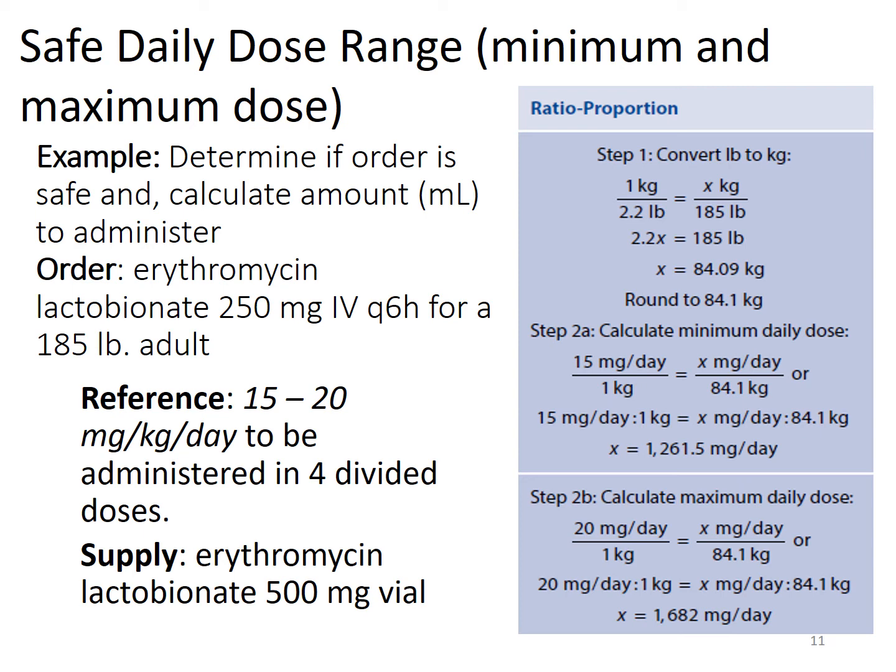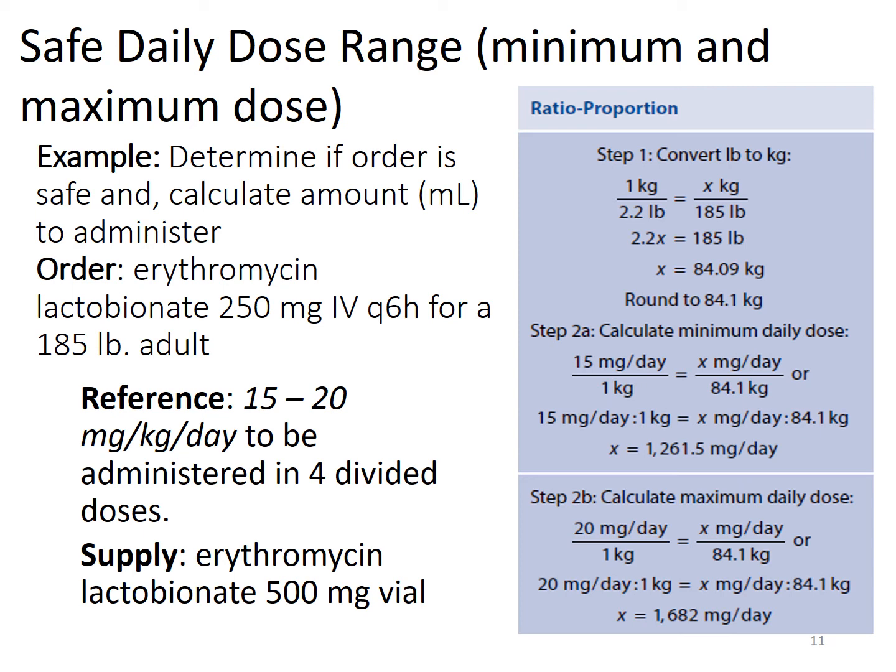We're going to do the math for 15 milligrams per kilogram per day, and we're going to do the math for 20 milligrams per kilogram per day. So we're going to have a minimum and a maximum. The minimum is 1,261.5, and the maximum is 1,682.